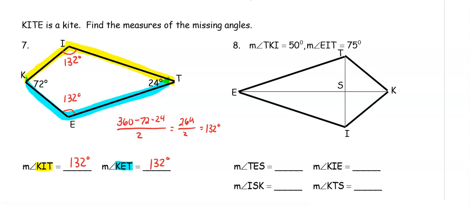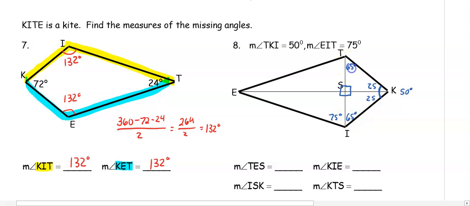Now, in number 8, it's a little bit trickier because we have the diagonals drawn in. So TIK is bisected by the longer diagonal, and if the angle is 50 degrees, that's bisected into 25 and 25. EIT is 75 degrees. We also know that when the diagonals are drawn in, we have perpendicular lines. So if I know I have a 25 and a 90 degree angle, I can subtract those from 180 to get that my missing angle is 65 in both triangles.